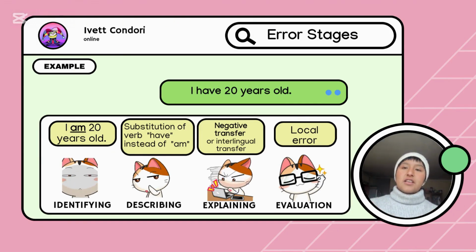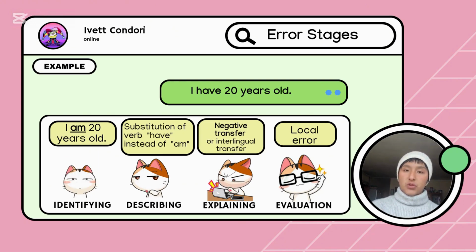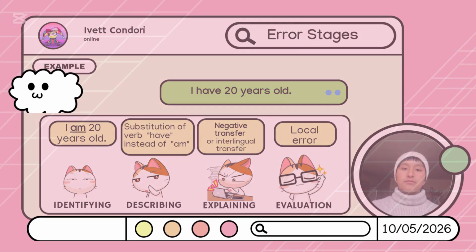Now, explaining. This error is a negative transfer or interlingual transfer. It means that the L1 is interfering here. And finally, we have the evaluation part. We can say that this error is a local error because even though it's affecting just one word in the sentence, we can still comprehend the whole sentence.